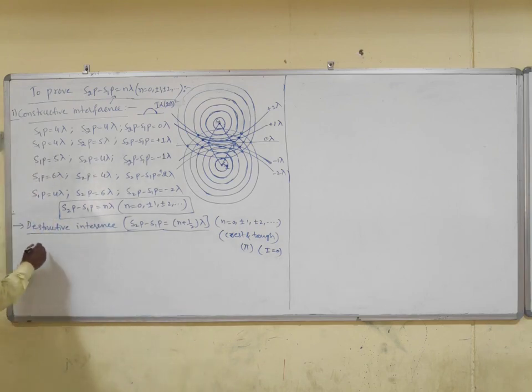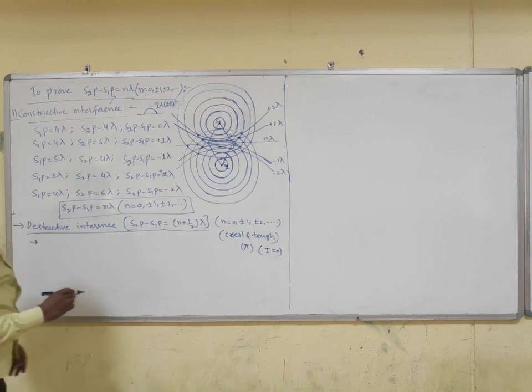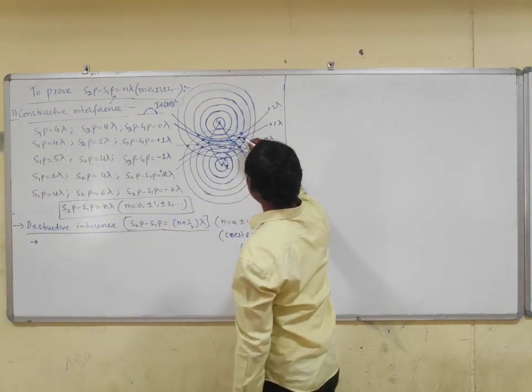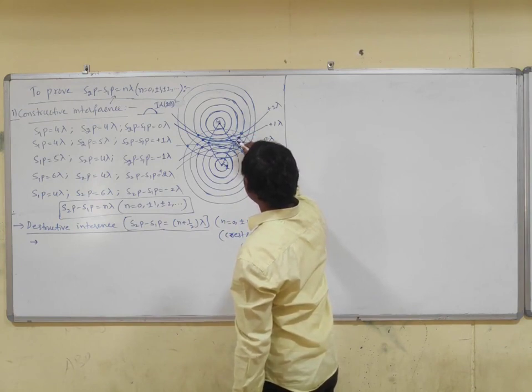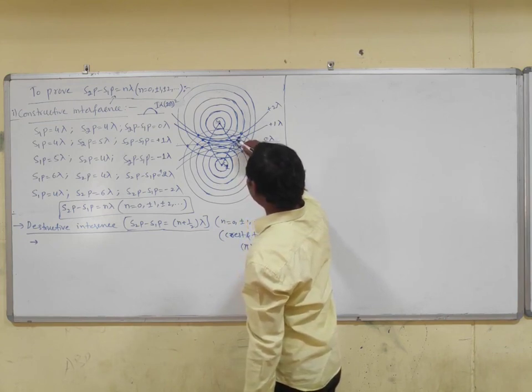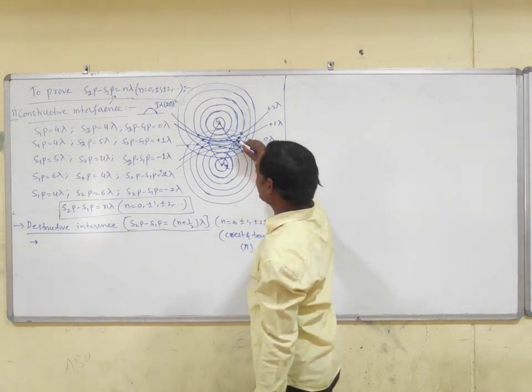Okay, next. So here first let us take some point. Okay, this point here, middle point. Between these two, what will be present? These two are the crest. In the middle, what will be present? Trough. And this is crest. At this point, one crest and trough are meeting.